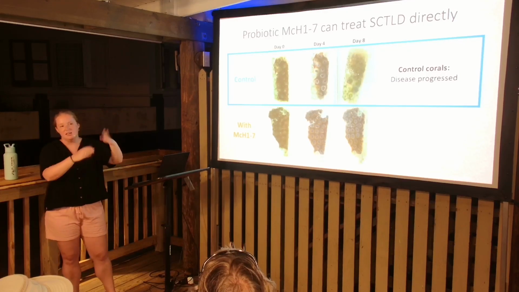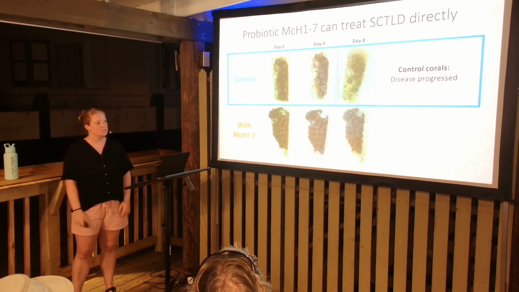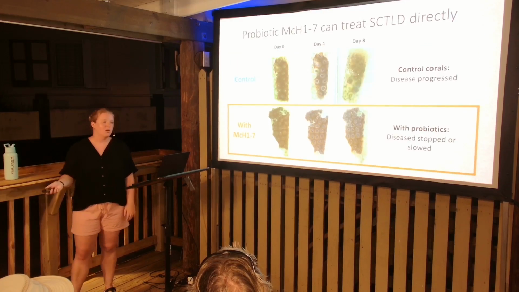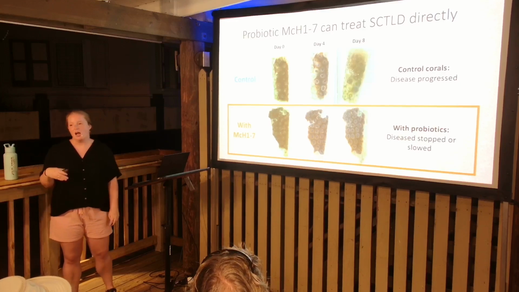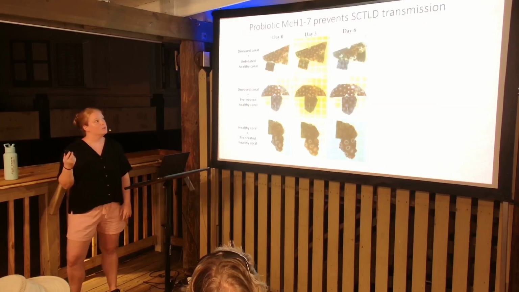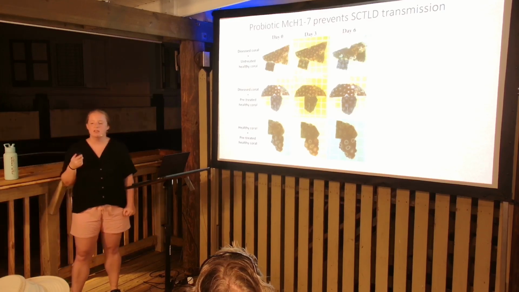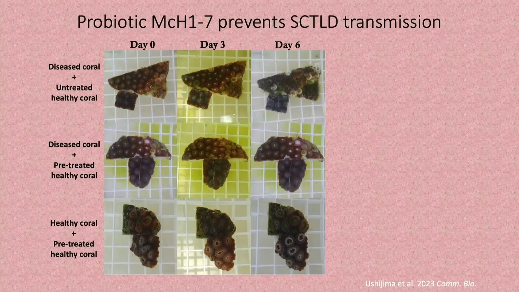It actually just got stuck there, and it didn't slough off properly. But whenever we treat our corals with our probiotic, we can actually stop or slow the disease. So this can be directly used to treat stony coral tissue loss disease. Now, the really cool thing about our probiotics is that we can actually protect healthy corals. This is something that antibiotics can't do, but our probiotics can protect healthy corals from transmission.